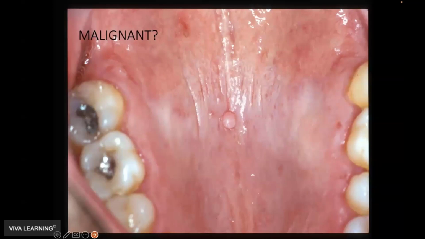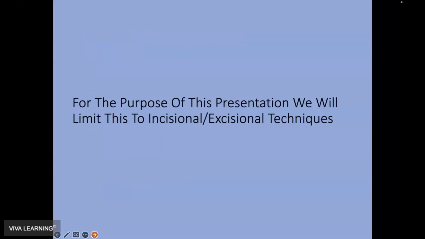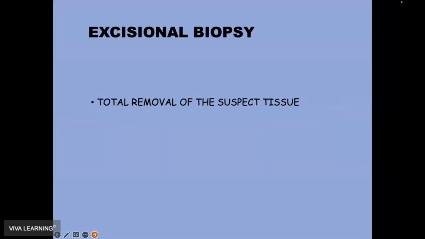That's why we biopsy. So there are a bunch of different types of biopsies. Excisional biopsy and incisional biopsy are the two most common. Oral cytology is basically an oral version of a pap smear, where you just take some cells and you examine it under the microscope. Brush biopsy is a relatively new procedure, and aspiration biopsy is taking a needle and aspirating fluid from the lesion. But for the purposes of this little webinar, we're going to talk about excisional and incisional techniques. Those are the two most common and, of course, the simplest ones to perform.